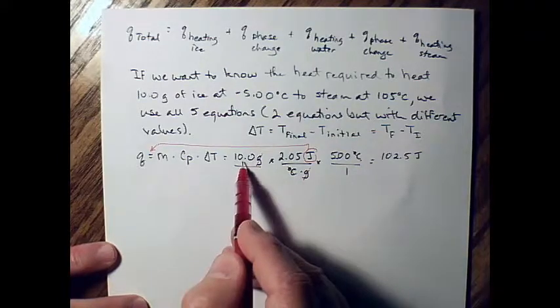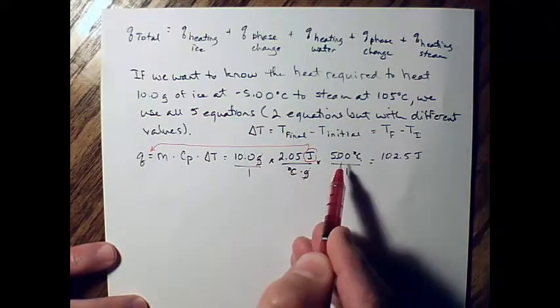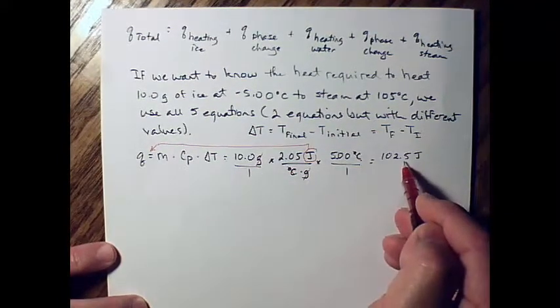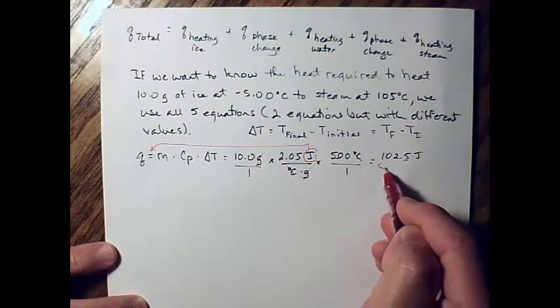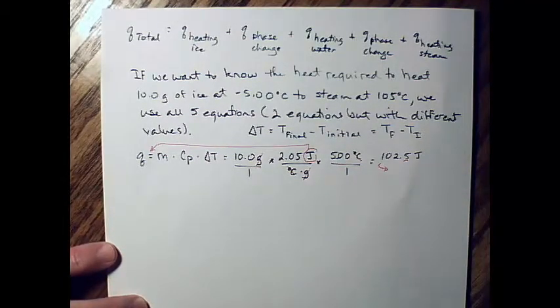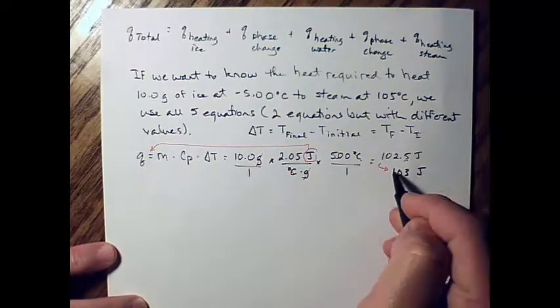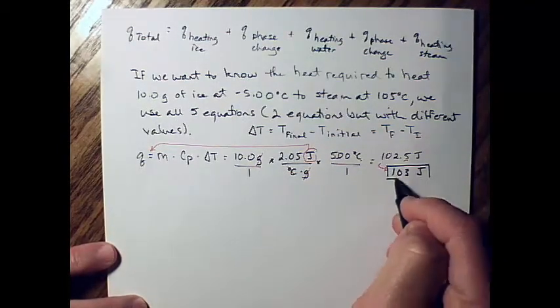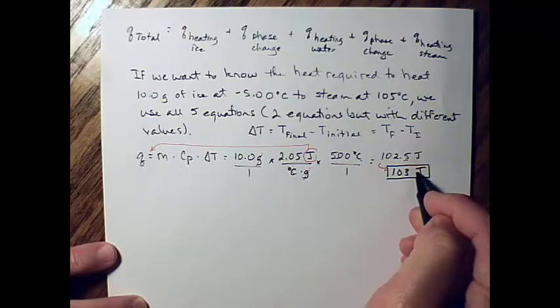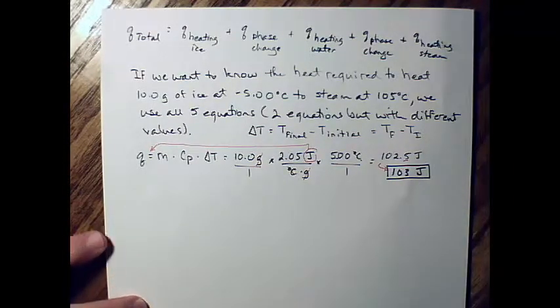We have 3 significant digits in all 3 of these numbers in our problem. We need 3 significant digits in the answer, so we're going to round off that 5. So I get a rounded value of 103 joules as the heat added to that sample of ice to heat it up to the melting temperature.